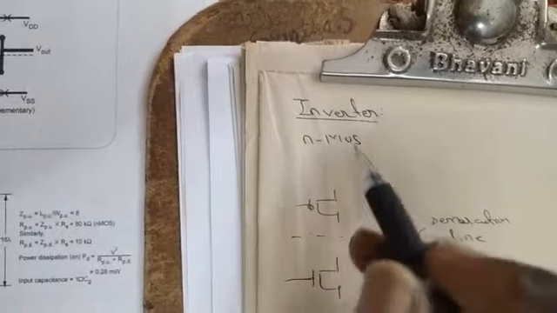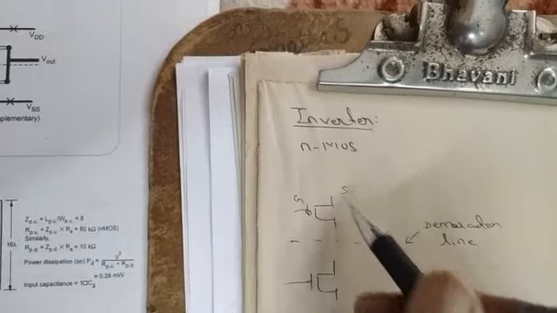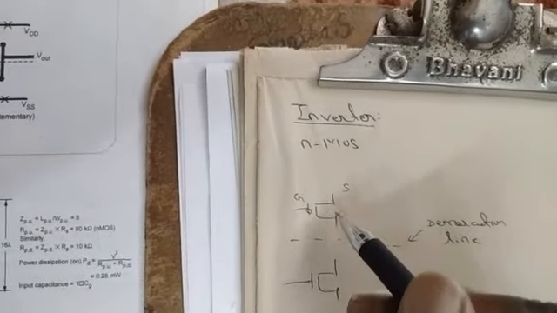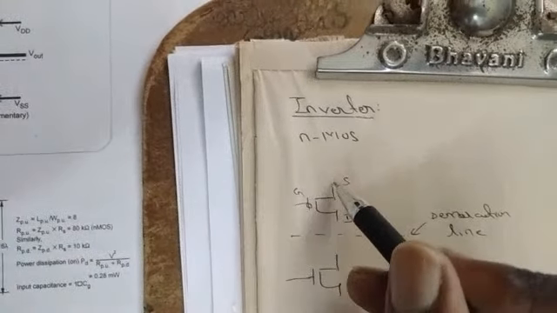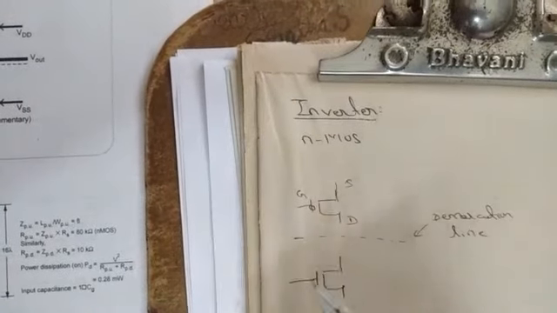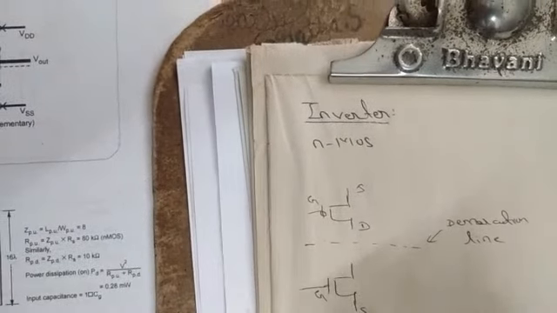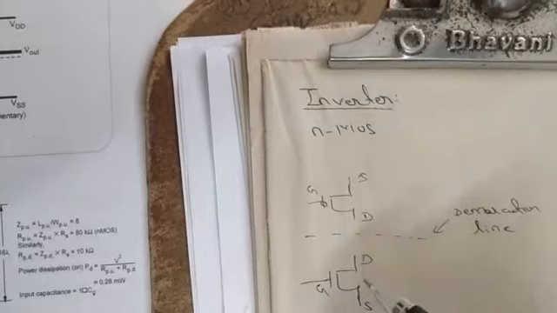Next, we'll represent the terminals of the FET: gate, source and drain. Since the PFET is a logical high device, its source should always be placed above, and since the NFET is a logical low device, its source should be placed below. Okay, so this is the treatment.